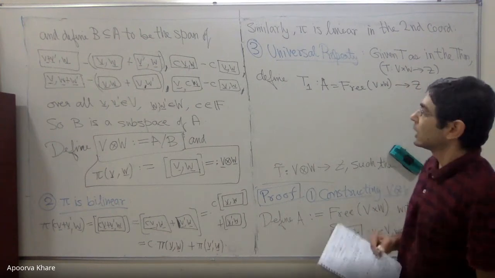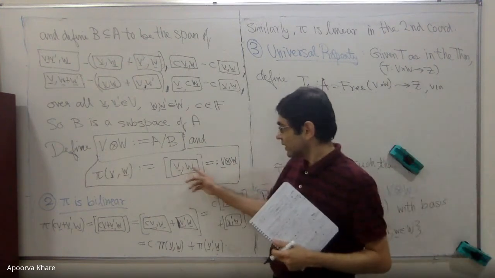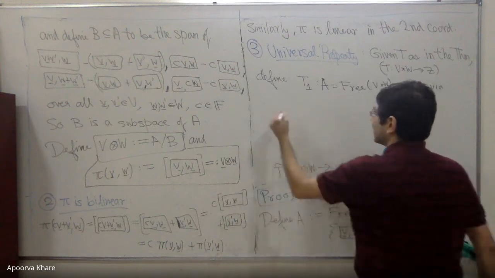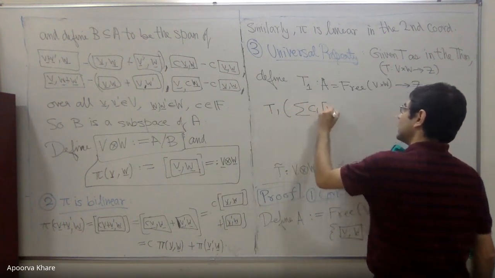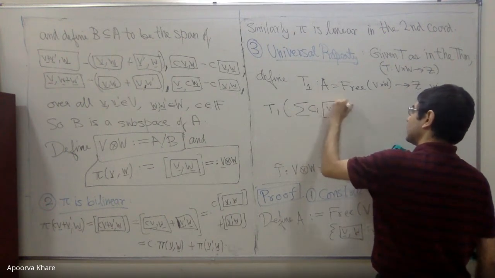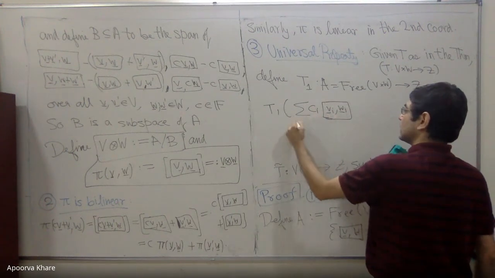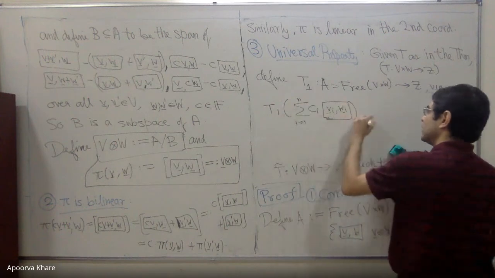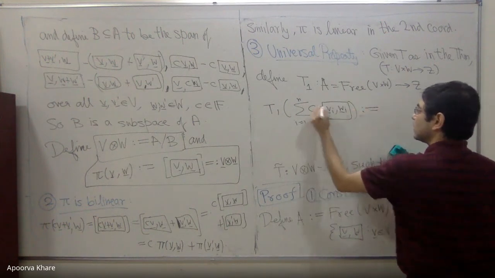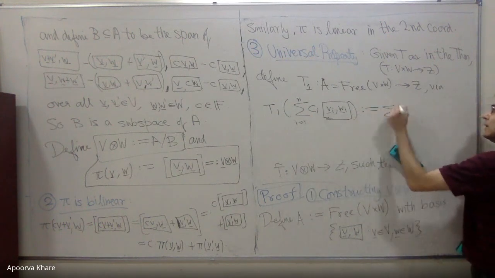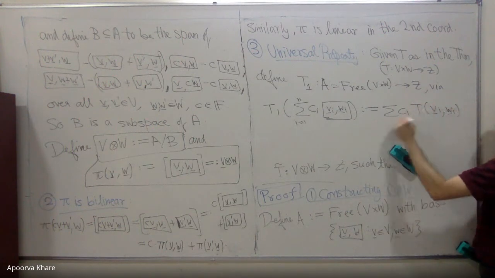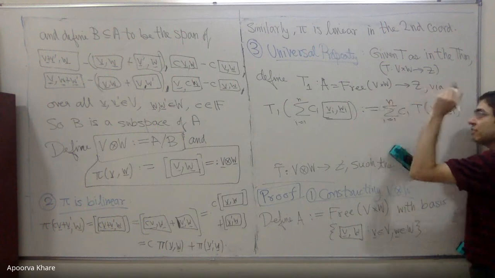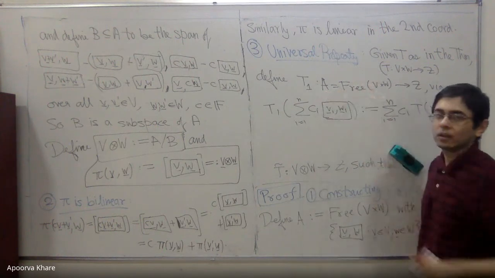So now, remember again, in A, the VW followed exists. So I write down exactly that. T1 of summation Ci Vi comma Wi, i goes from 1 to n, to be summation Ci, and then T itself of Vi comma Wi. So exactly the same definition, but I'm just saying that I will first define it on A.